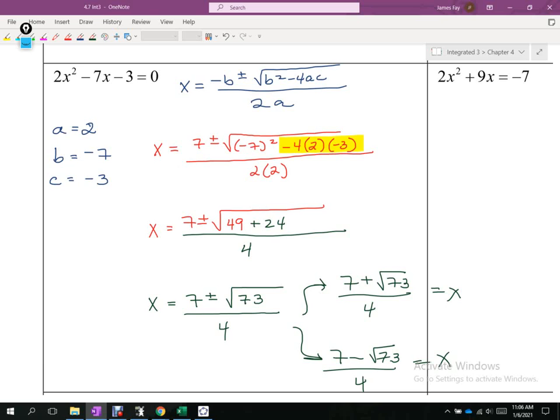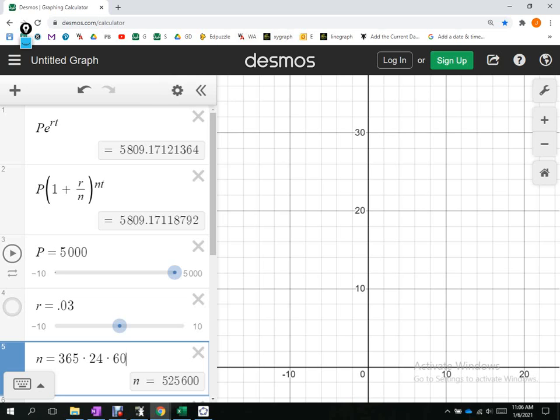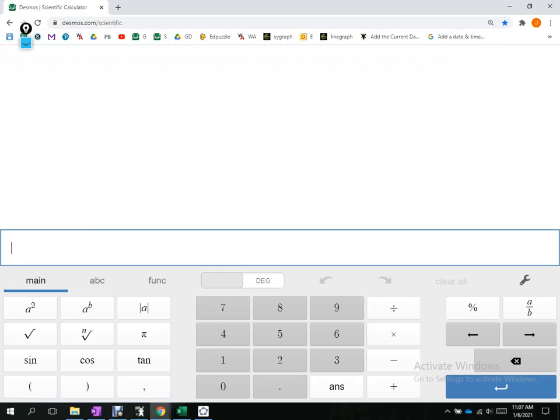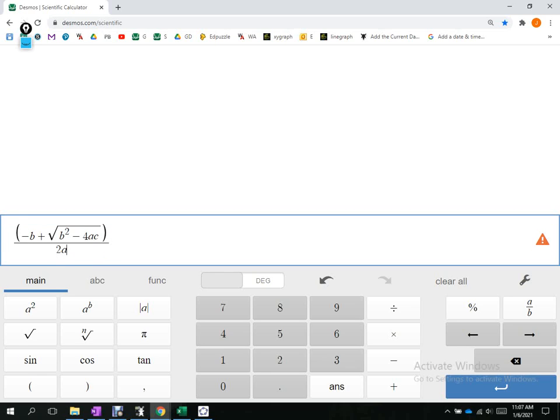Now, if I was working on my calculator, like Desmos, and this is where I want you to be cautious using Desmos, we said that I could type in the opposite of b plus the square root of b squared minus 4ac. You can either hit SQRT and it will put it in, or you hit this button right here. And we'll divide by 2a.